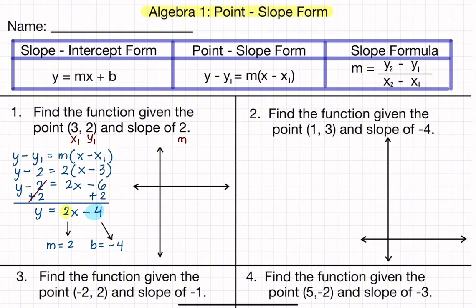Okay, so in graphing this, our starting point is always the, very good, the y-intercept. We have negative 4. So where can we find negative 4 in the y-axis? So we have 1, 2, 3, and 4. So this is our negative 4.